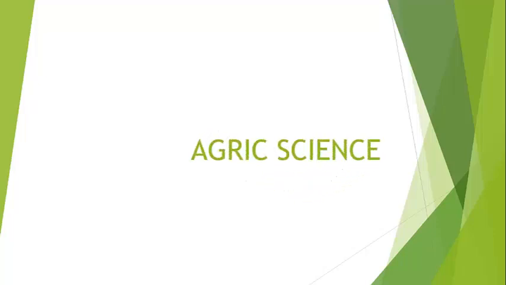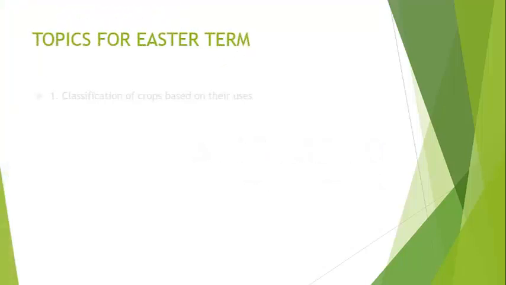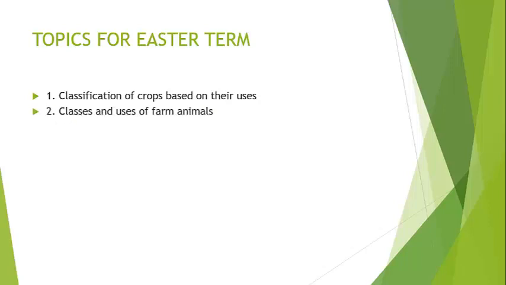Revision classes for Agric Science for Easter term, 2019-2020 session. We had 8 major topics. 1. Classification of crops based on their uses. 2. Classes and uses of farm animals.